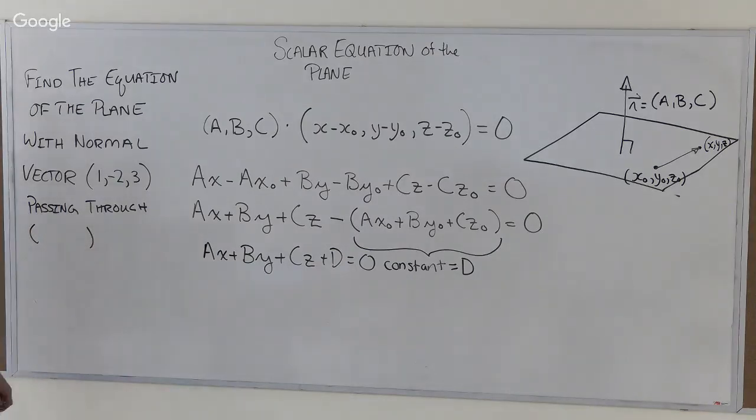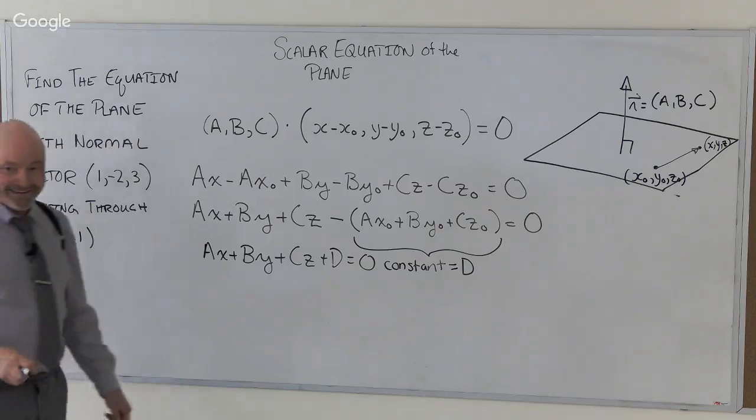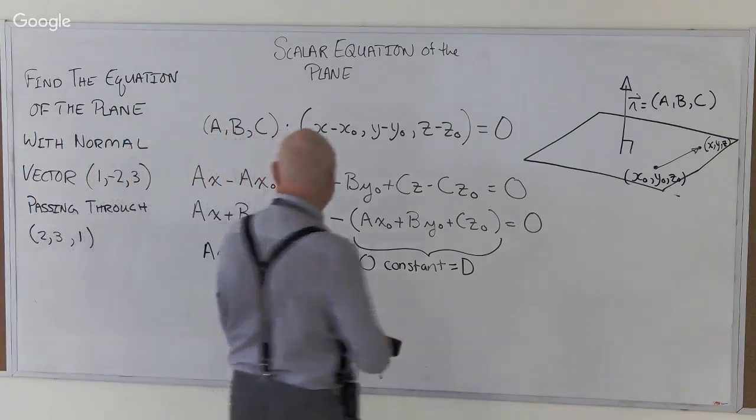What point do you want, Aiden? Pick a point, any point. Not with big numbers, though, because it's just mean. 2 and 3, and then we're going to need a z value. 2, 3, 1. I like the numbers 2 and 3 and 1. They're easy to work with.